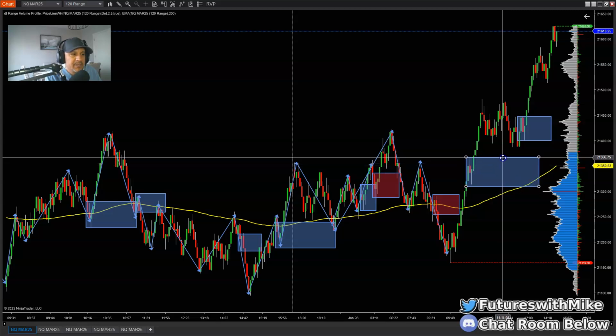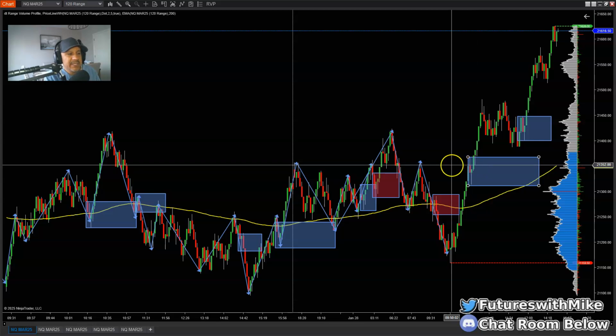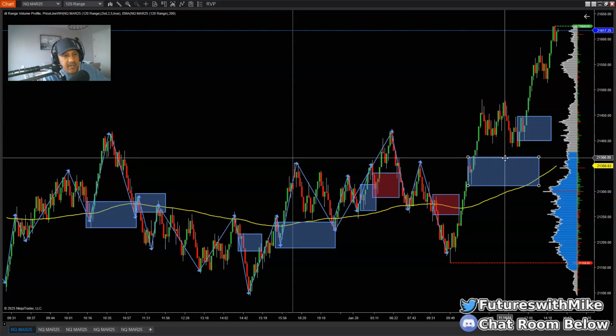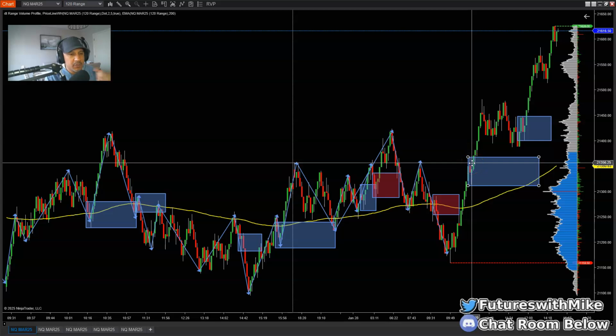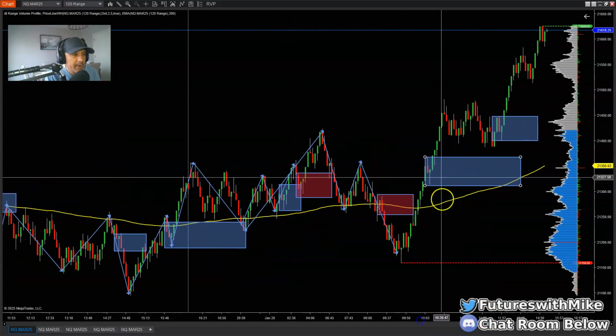I did have it marked up, and the reason why I have it marked up, even though it's low probability, is because the market can still react off of a higher base, low probability zone if it's already filled back to the zone, okay? So what we're looking at here, I'm going to say this right quick.